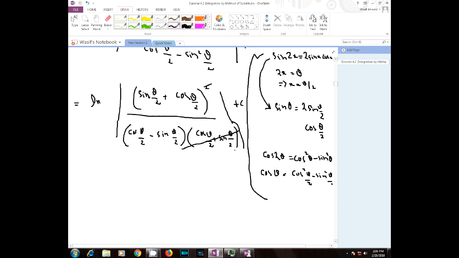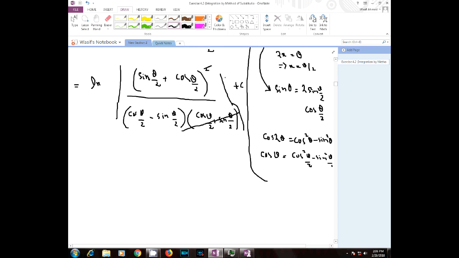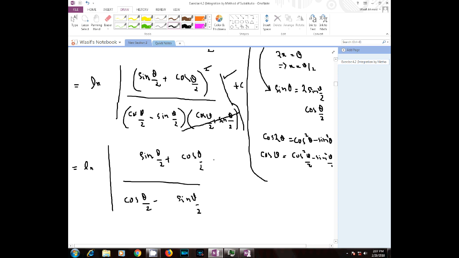Plus constant of integration. Absolute value has to be written very straight. I have just made it curvy. It should not be curvy. It must be straight like this. And you're left with sine theta divided by 2 plus cos theta divided by 2 divided by cos theta divided by 2 minus sine theta divided by 2.